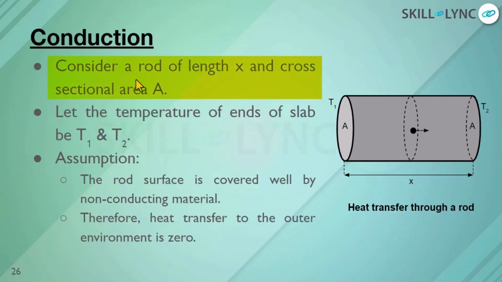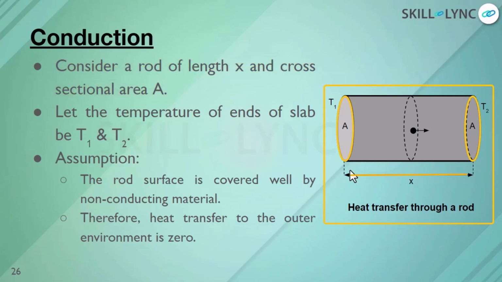Consider a rod of length x and cross-sectional area A. So this is the rod that we have to consider. The length of the rod is x. The cross-sectional area of the rod is A. Let the temperatures of the ends of the rod be T1 and T2. This is T1, this is T2.